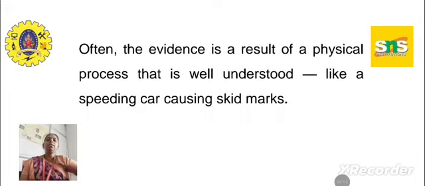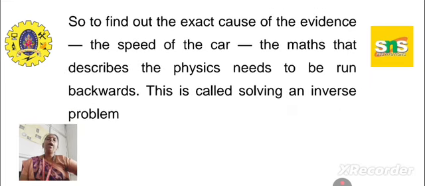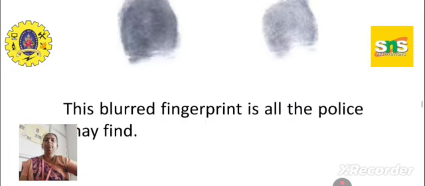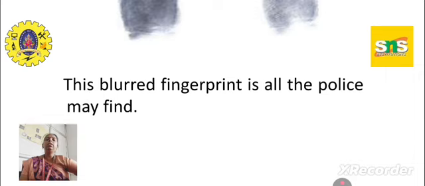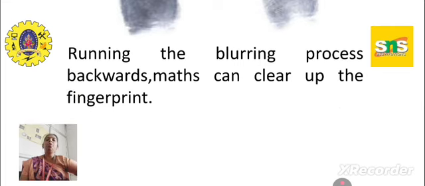Often, the evidence is a result of a physical process that is well understood, like a speeding car causing a slide mark. So to find out the exact cause of the evidence, the speed of the car, the math that describes the physics needs to be run backward. This is called solving an inverse problem. This blurred fingerprint is all the police may find. Running the blurring process backward, math can clear up the fingerprint.